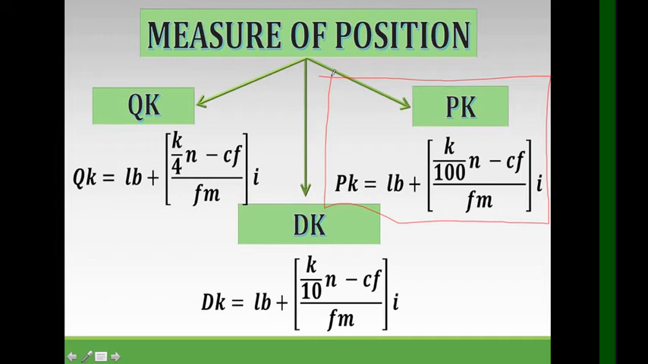Actually, ang quartile, decile at Pk, pare-pareho lang sila ng formula. Nag-iiba lang sila doon sa ating denominator ng k. Kapag quartile, 4. Kapag decile, 10. Kapag naman percentile, from the word percent, 100, ang ginagamit natin.